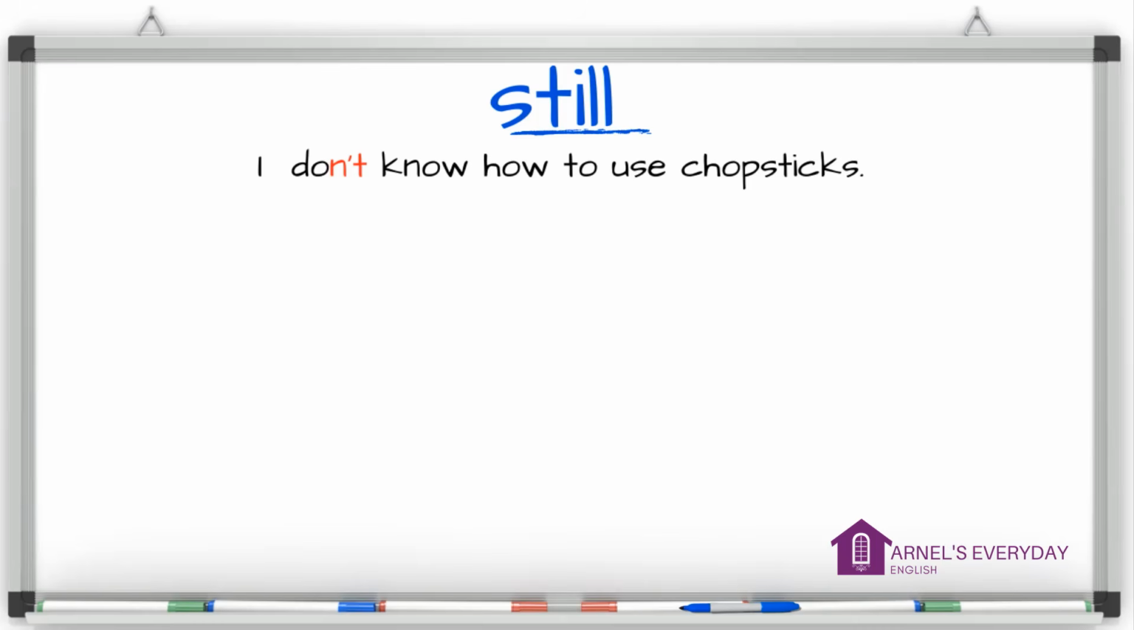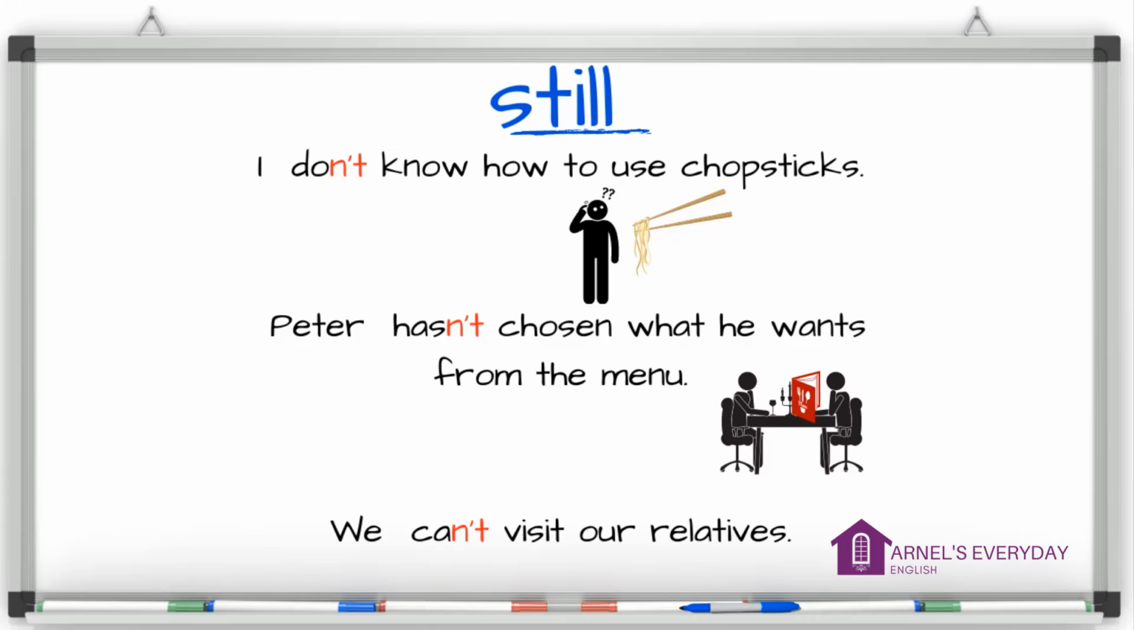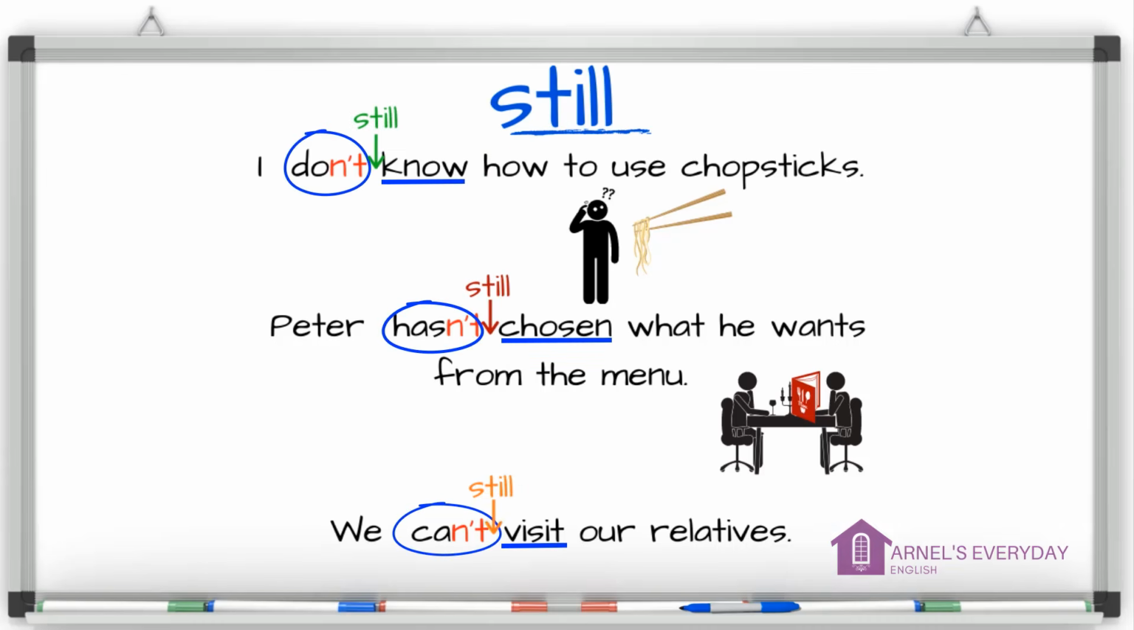So we have the three positions, but things change a little bit in the negative. I don't know how to use chopsticks. Peter hasn't chosen what he wants from the menu. We can't visit our relatives. We know these sentences are negative because we have not. And of course, I have contracted them because that's natural. Main verb, auxiliary, aha! Sandwich time!